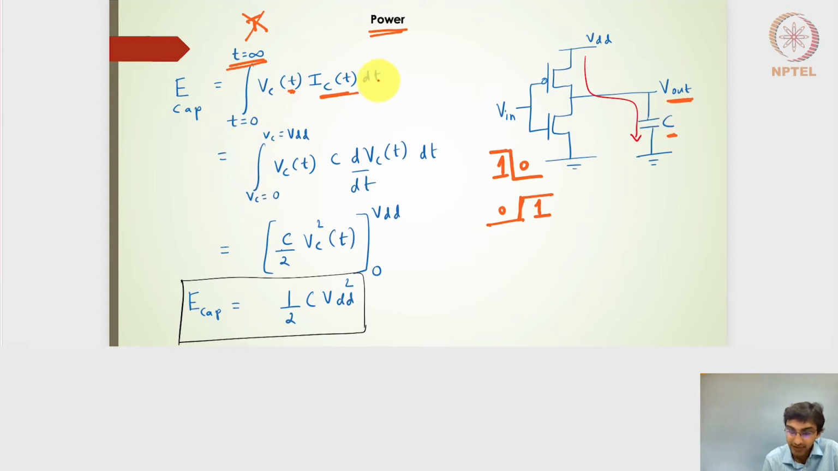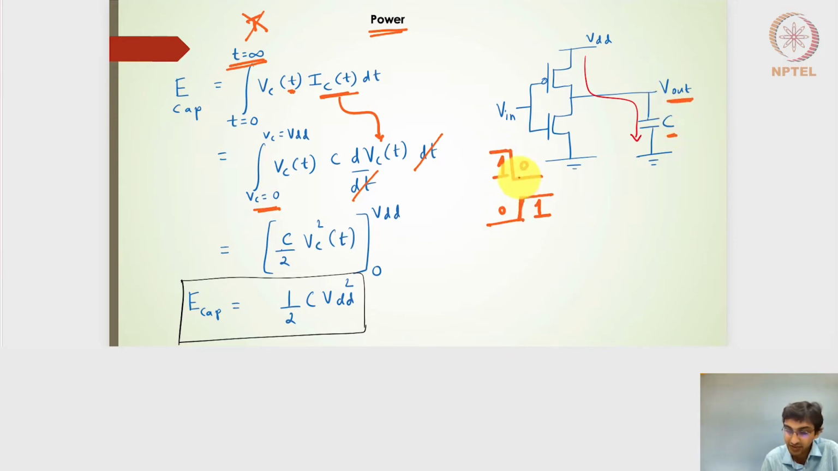Right, so this will be it. And if I consider Ic of t, the current flowing along the capacitor can be written in the form of C dVc by dt, right? So this dt and dt get cancelled. Now I will have a new integral variable, which is dVc of t. For t equal to 0, I know that Vc is actually 0, so we can assume that the capacitor is not at all charged.